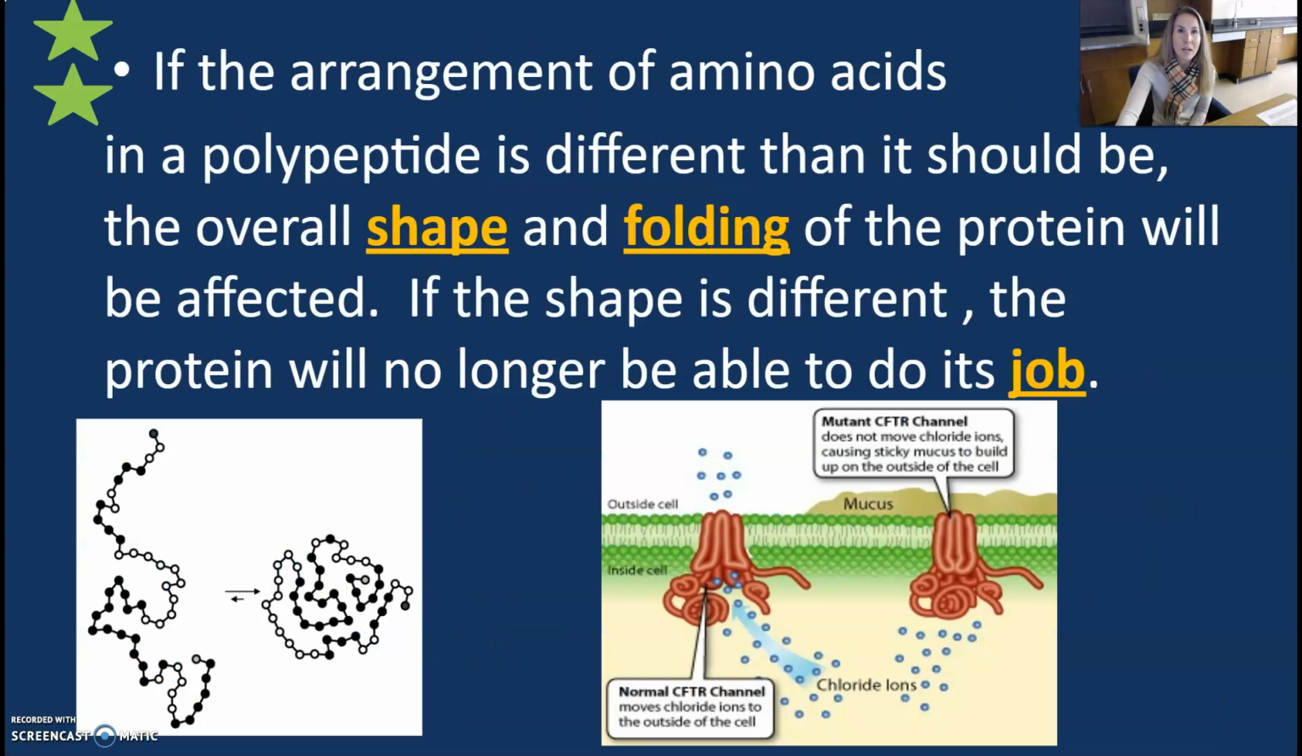If the arrangement of amino acids in a polypeptide is different than it should be, the overall shape and folding of the protein will be affected. Remember, shape, so structure, determines function. Now we know the function will be affected. If the shape is different, the protein will no longer be able to perform the job it is supposed to.